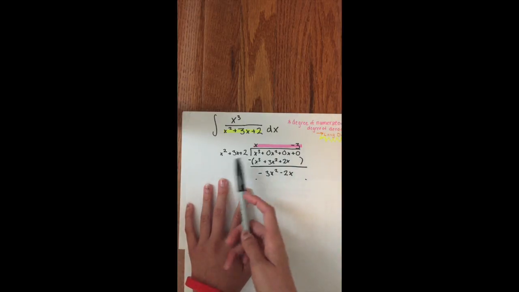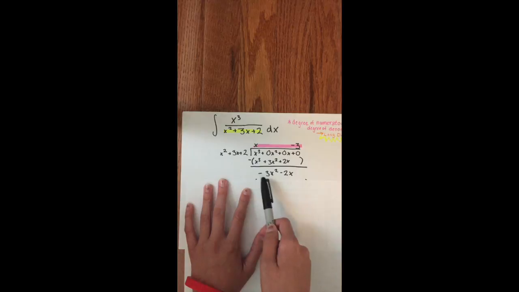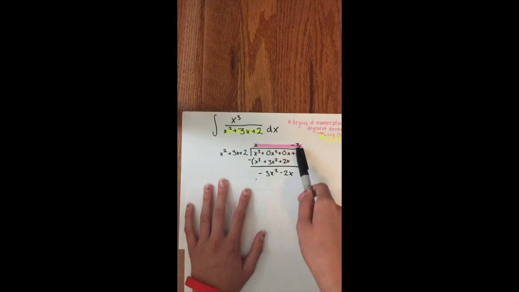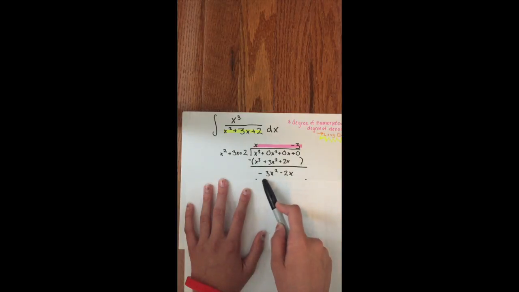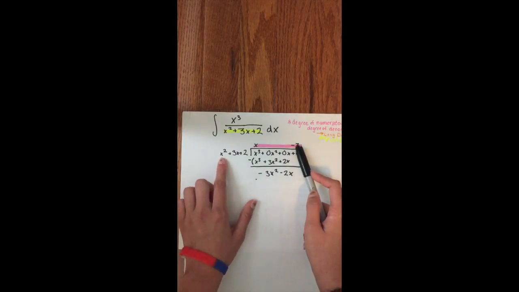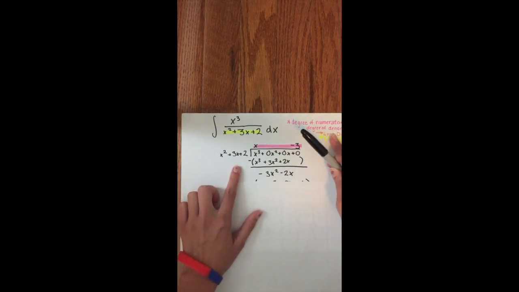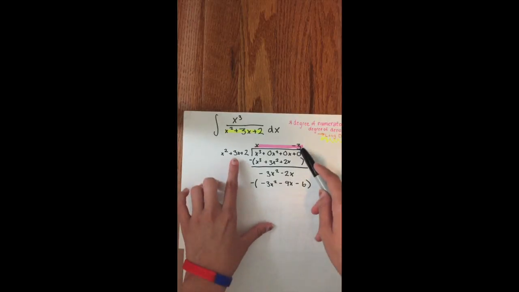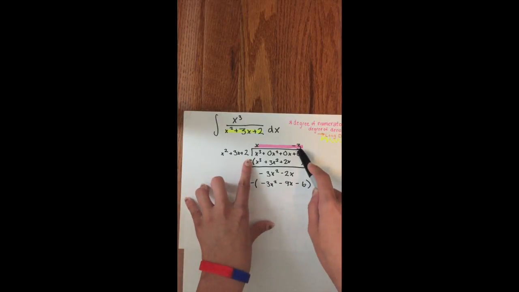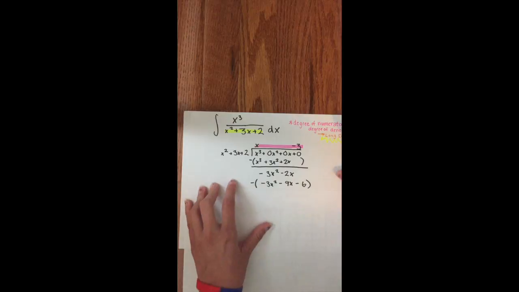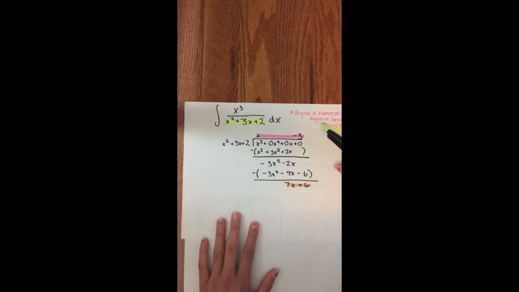Now we're going to do the same thing: how many times does x squared go into negative 3x squared? Well, that's negative 3 times, and as you can see, we put it over the constant. So negative 3 times x squared is negative 3x squared. Negative 3 times 3x is negative 9x, and 2 times negative 3 is negative 6. Now if we take that difference, these cancel out, and negative 2x plus 9x is 7x plus 6. So this is our remainder.